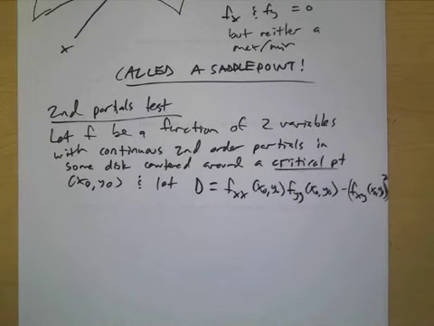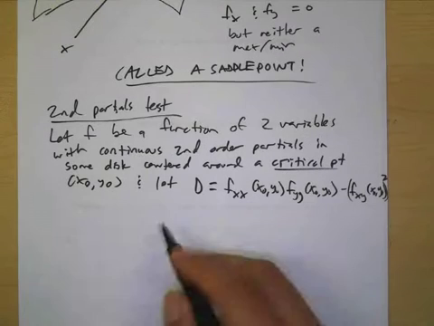Let me make sure everybody has it right because mine is kind of smushed. Partial xx times partial yy minus partial xy squared. All three of those evaluated at that critical point. That's what we're calling D here. Okay? So that's the conditions that we need to set up.